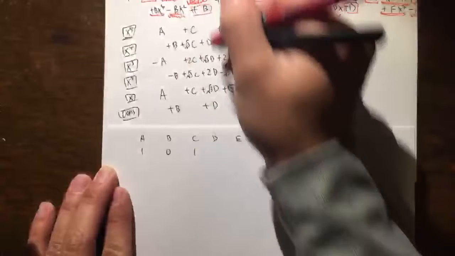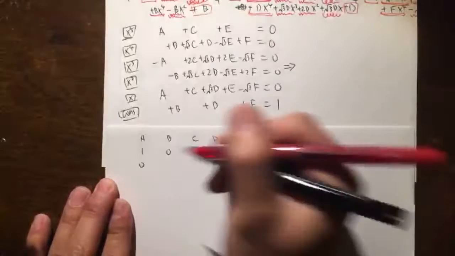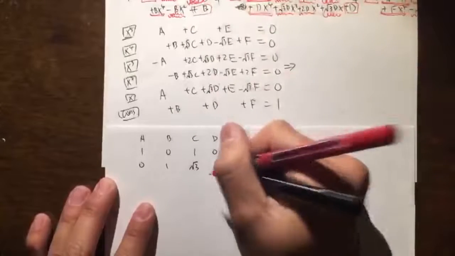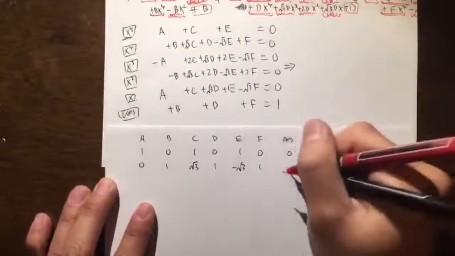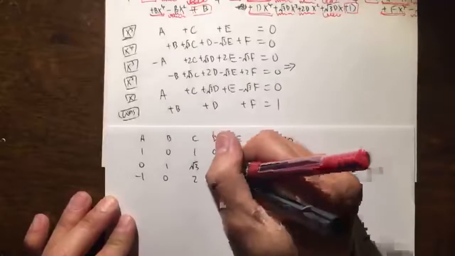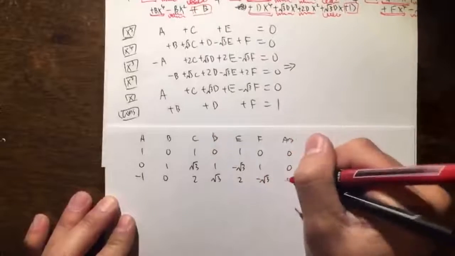Anyway, we have 1, and then there's no B right here, so 0, and then 1, and then no D here, and then 1E, and then no F, and then the answer part is 0. Then the second row, which is 0, 1, and square root of 3, and then 1, and then negative square root of 3, and then 1, and then 0. And then the third row is negative 1, 0, 2, and then square root of 3, and then 2, and then negative square root of 3, and then 0.